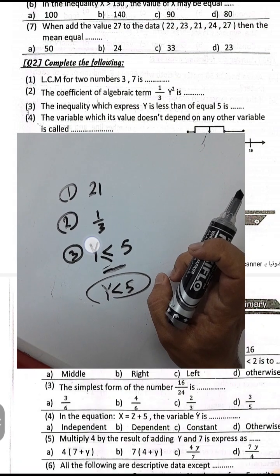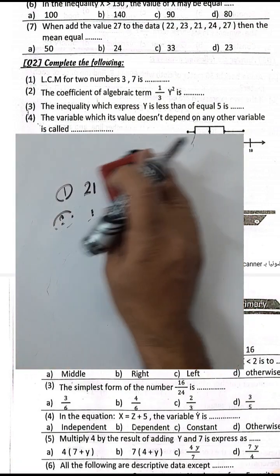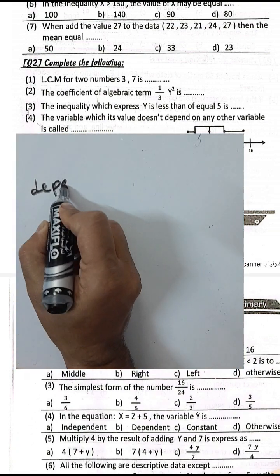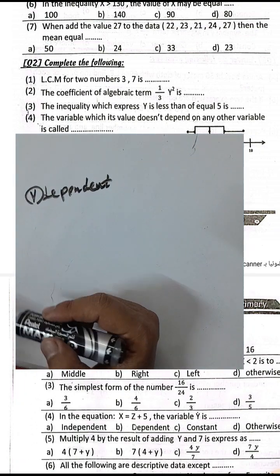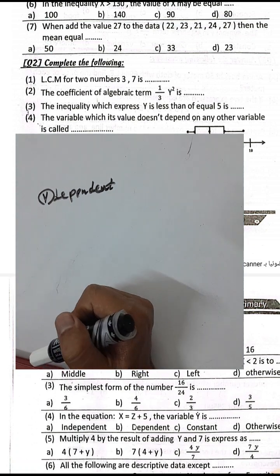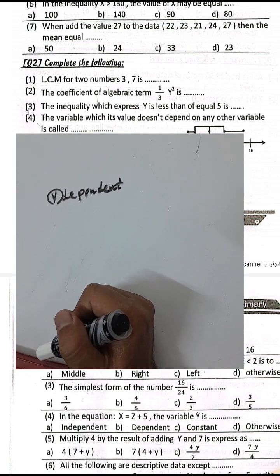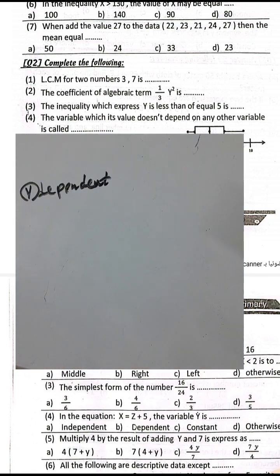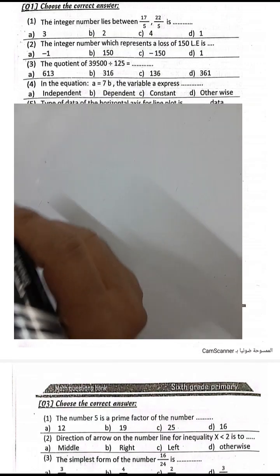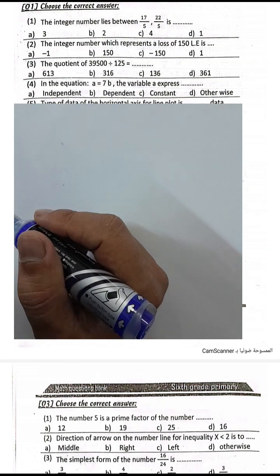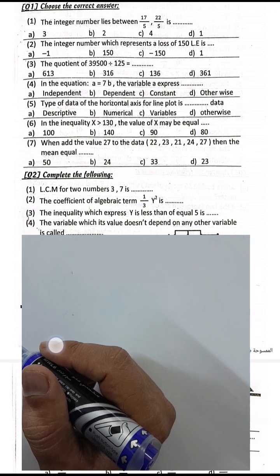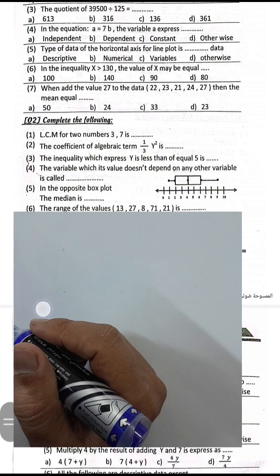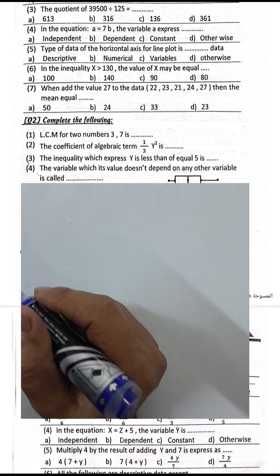Question number 4. The variable which its value doesn't depend on any other variable, we call it dependent. Letter A, independent. Question number 4, the variable which its value doesn't depend on any other variable, we call that independent.